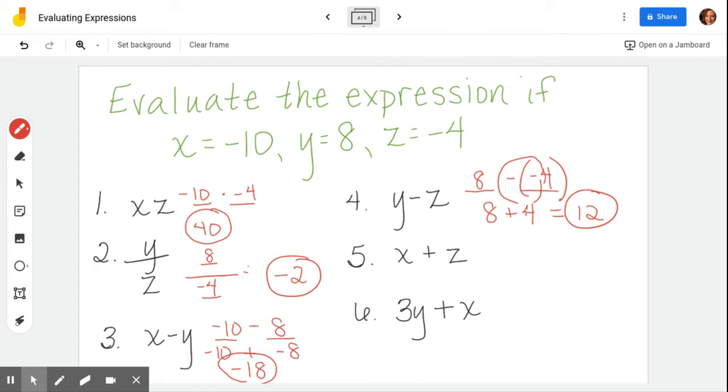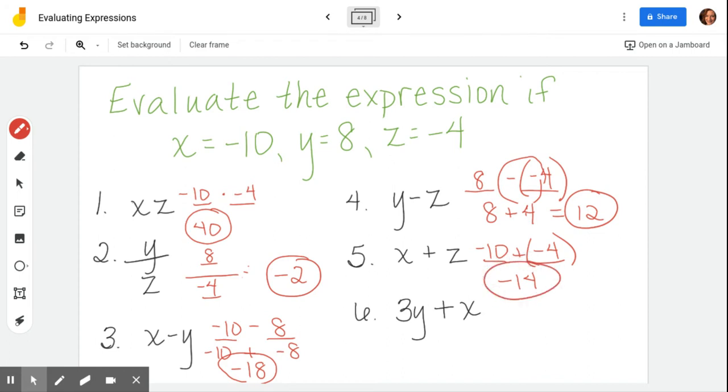Number 5, I'm going to put something plus something. My first blank, I fill in with a negative 10. My second blank, I fill in with a -4. -10 and -4. Altogether, I would owe $14.